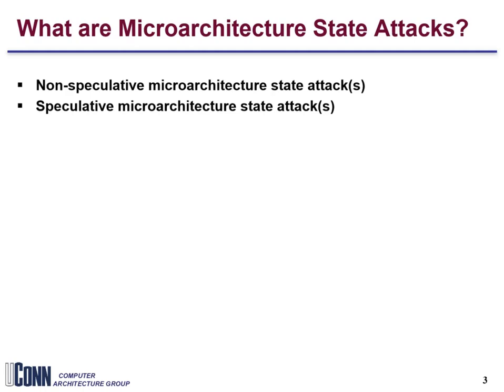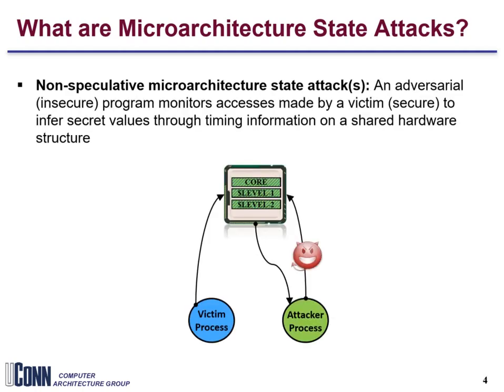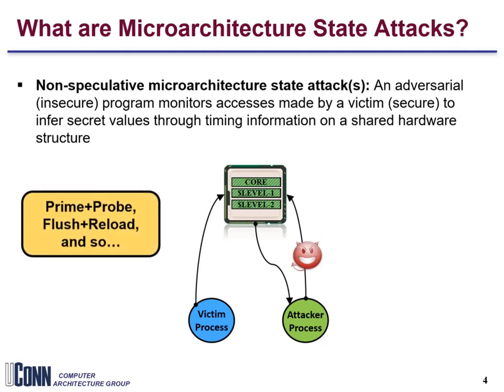These attacks predominantly fall into two categories, where the first one is a non-speculative microarchitecture state attack, while the second one is a speculative microarchitecture state attack. In non-speculative microarchitecture state attacks, an adversarial program co-executes temporally with the victim program and monitors all of its accesses. Later, it leaks the confidential data through timing information on a shared hardware structure. Examples of such attacks include prime plus probe, flush plus reload, etc.